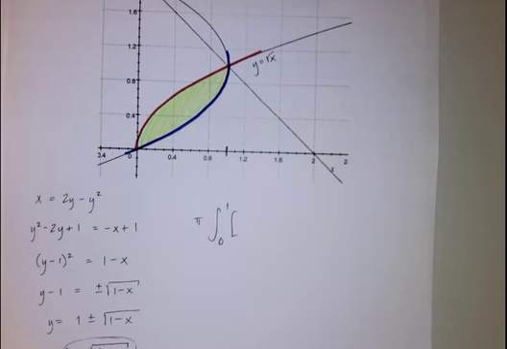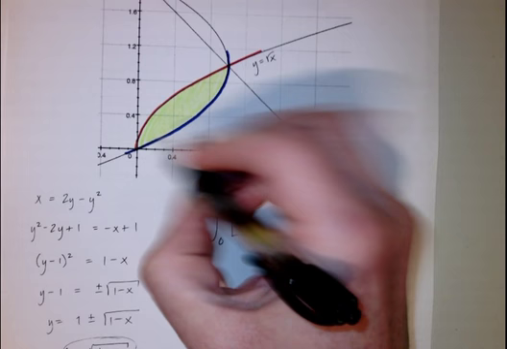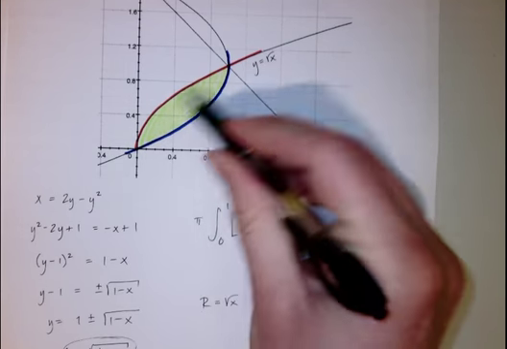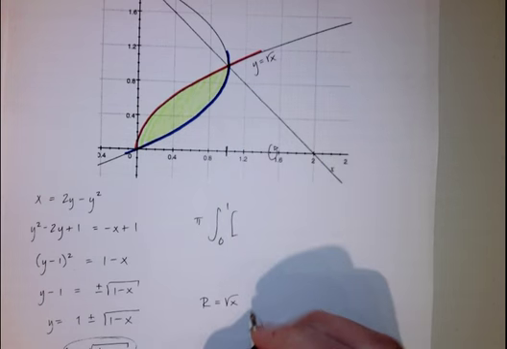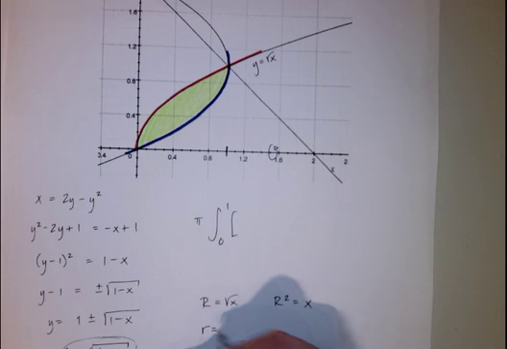And then I need to remember big R is going to be root x, right? Because I'm spinning it around here. And as I flip it around the x-axis, this is going to be the outer surface of that surface of revolution. So big R squared is x. Small r is 1 minus root 1 minus x.